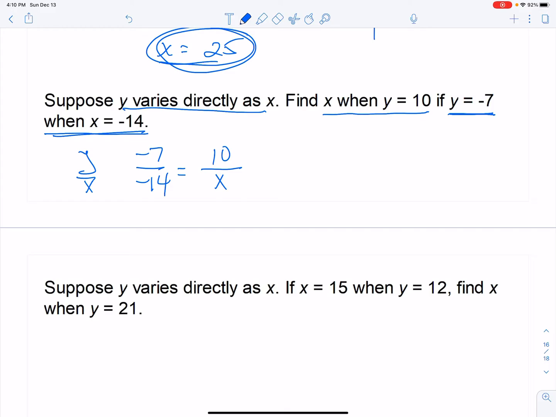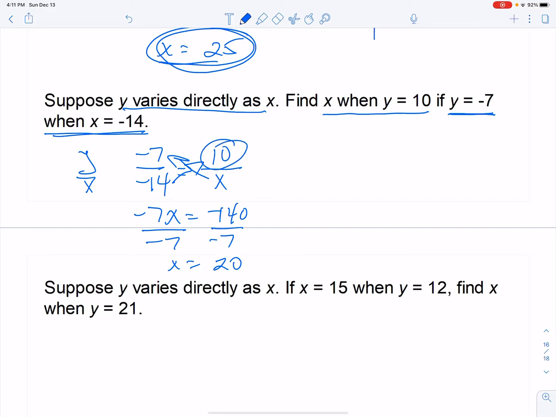Okay, so algebraically, I'm going to cross multiply. Negative 7x is equal to negative 14 times 10, which will give me negative 140. And then I divide both sides by negative 7, and we end up with x equaling 20. Now, if you just wanted to do this on the calculator, which I will allow you to do on this particular assignment, you take the 10, cross multiply it with the negative 14, and then divide by negative 7, and you'll get the same exact answer.